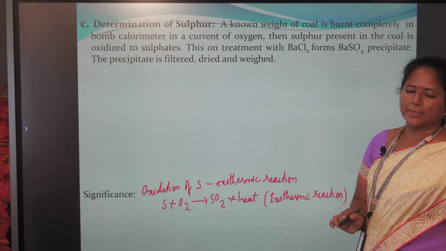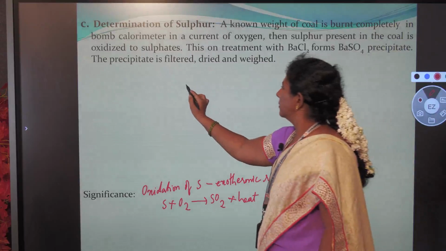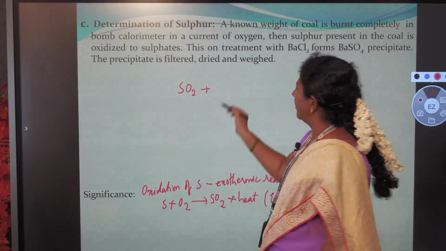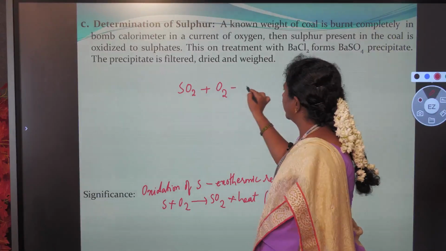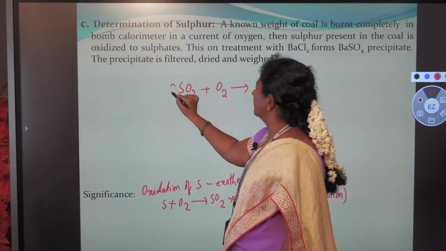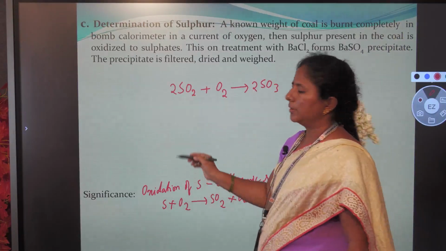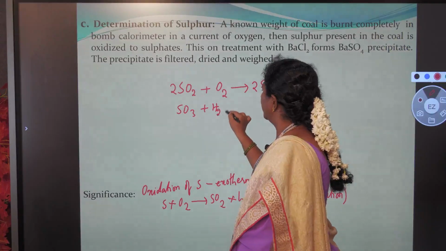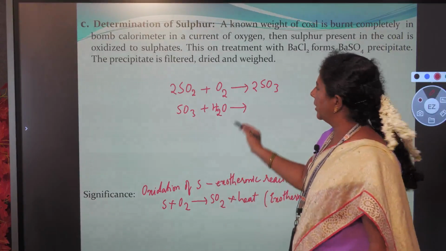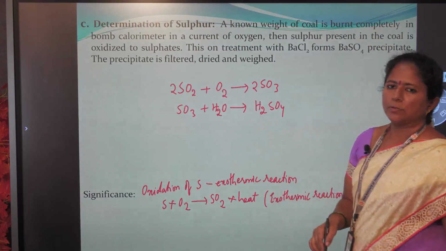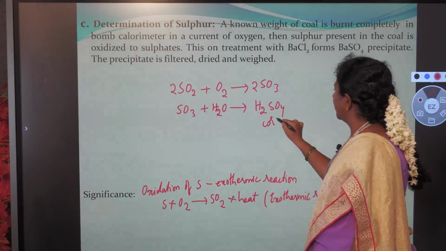But here there is a disadvantage. The sulfur dioxide produced will further undergo oxidation and form sulfur trioxide. The sulfur trioxide will react with the water or moisture and form sulfuric acid. The so formed sulfuric acid is corrosive.